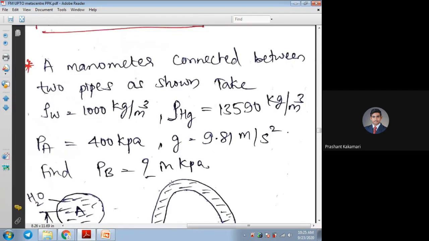Take density of water 1000 kg per meter cube. No need to mention actually at present, because we all know the standard value of density of water and density of mercury. Then see, in spite of giving 13,600, they have given 13,590. The quality of the mercury may be different. Pressure at A is 400 kilopascal. G is also given, so it is very easy for everyone. You need not remember all these constants. G is 9.81 meter per second square.